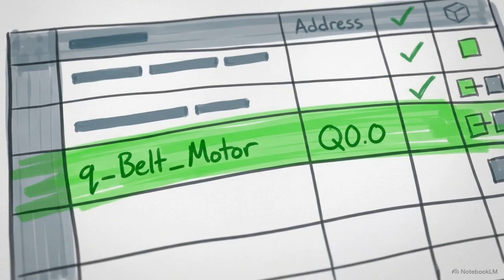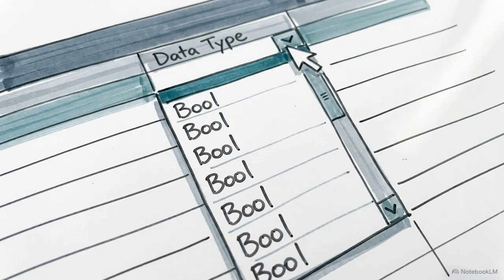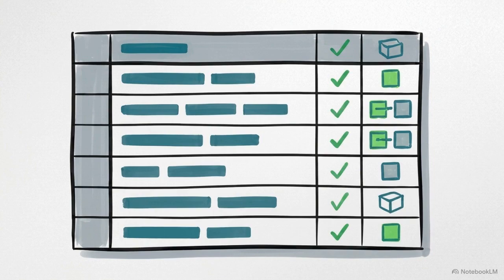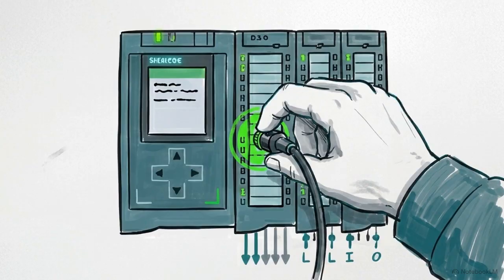Next, we add the specific output tag required to drive the physical belt motor, naming it Q_belt motor and assigning it to address Q0.0. Because these are simple on or off physical devices, you must explicitly set the data type for all of these inputs and outputs to bool. Systematically defining your memory addresses here in the tag table makes writing the subsequent ladder logic vastly faster and removes the risk of assigning the wrong action to the wrong physical port.